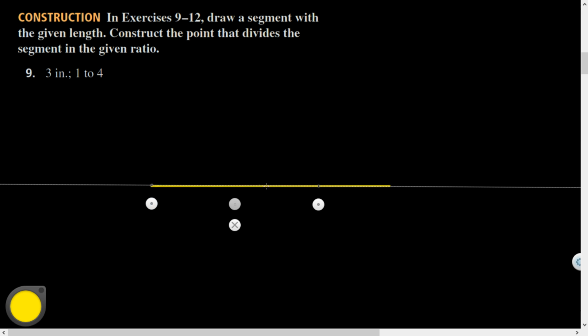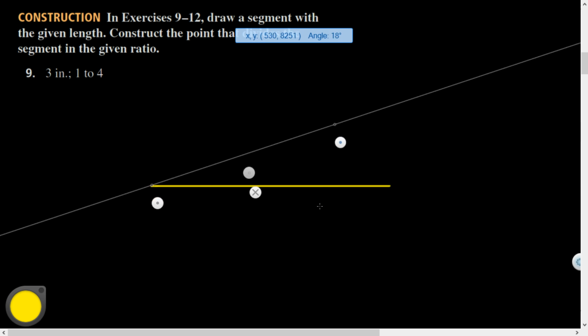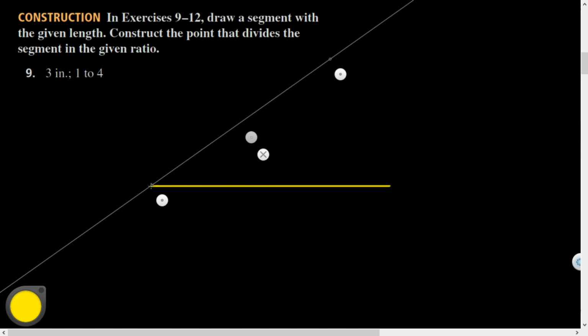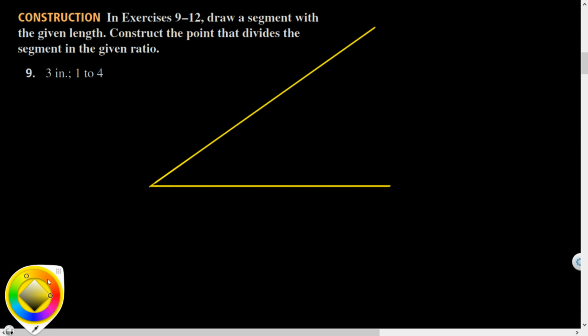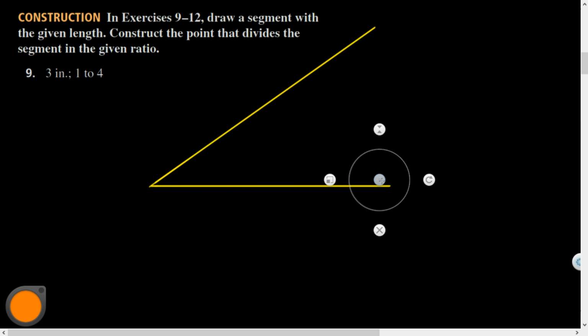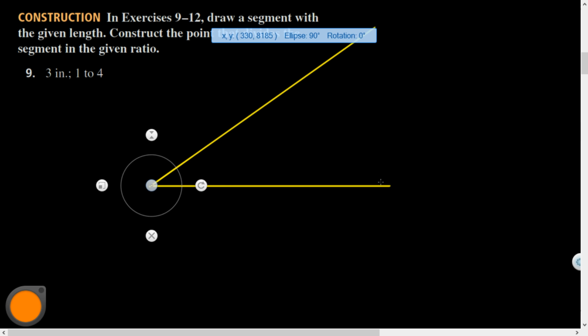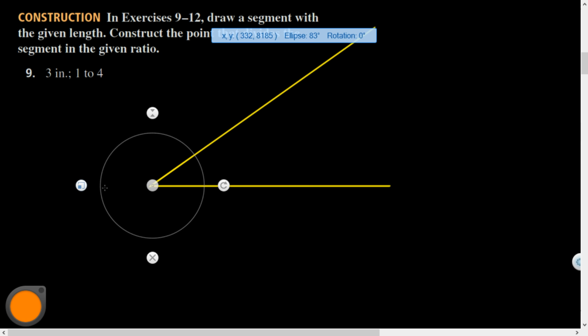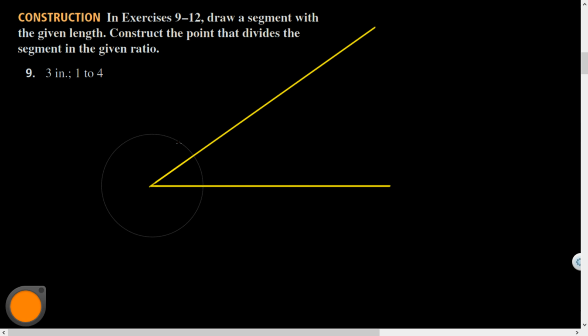The first thing we do here is I draw an arbitrary acute angle like so. And I want a 1-to-4 ratio, so I'm going to draw, I should have pre-prepped my ellipse tool. Oh, it's still pretty good. I'm going to throw that right at that intersection, and I pick some radial length, whatever I like. Right there sounds good to me.